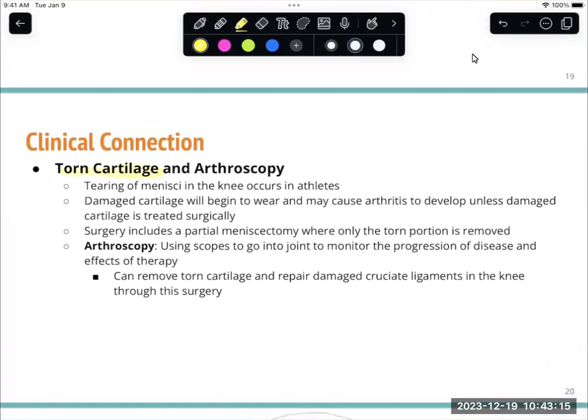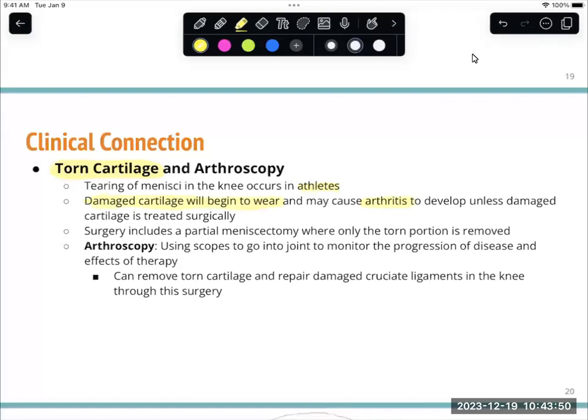Torn cartilage. If anybody's ever torn some cartilage, I've cracked cartilage in my knees before, have actual microscopic cracks in it. It happens in athletes a lot. So this damaged cartilage, it could be because of just normal everyday wear and tear. It could be from that overuse that athletes sometimes can do. It can cause arthritis to develop unless that damaged cartilage gets treated.